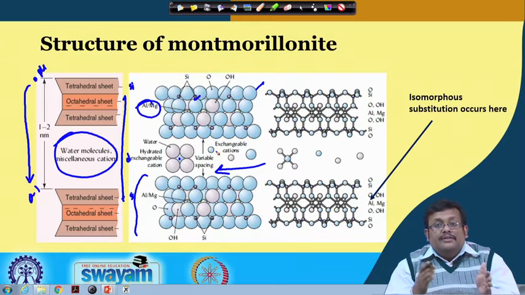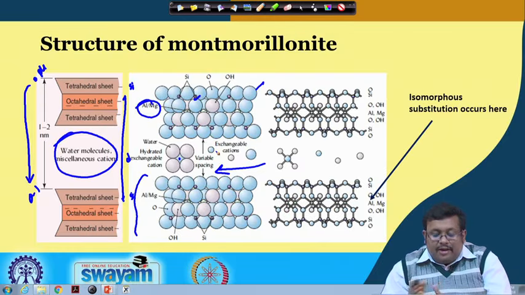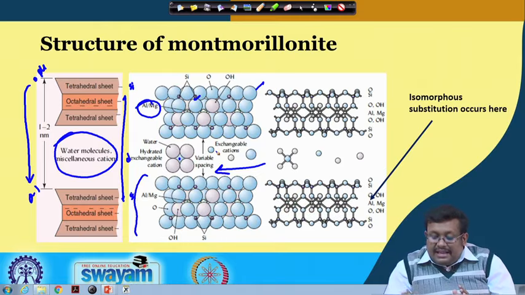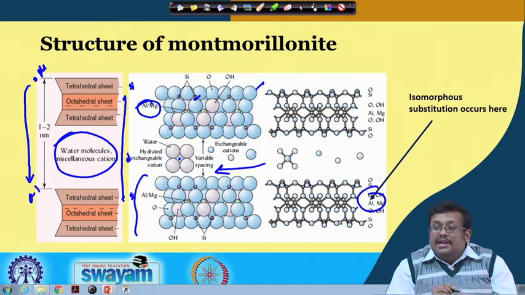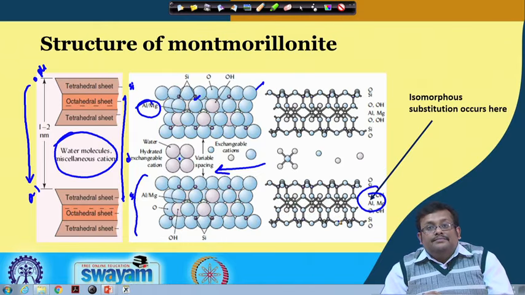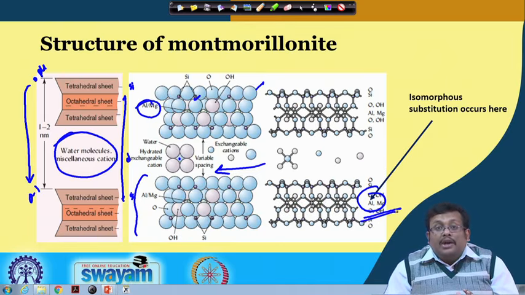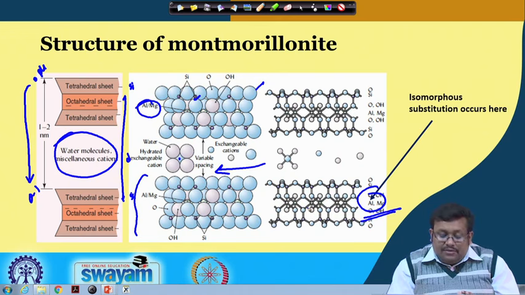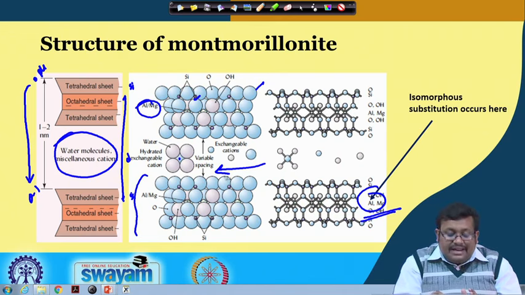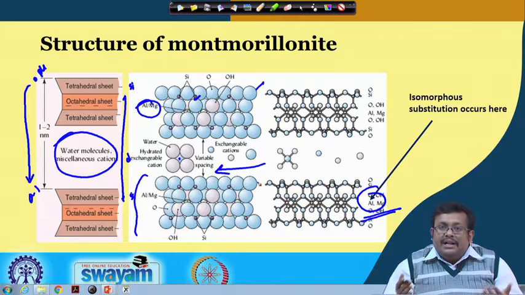As you can see, it is varying from 1 to 2 nanometer. And remember that isomorphous substitution is occurring in the octahedral layer. So, again, in case of Montmorillonite, the isomorphous substitution occurs in the octahedral layer, and as a result of this substitution, there will be generation of negative charge, and the layers repel themselves.